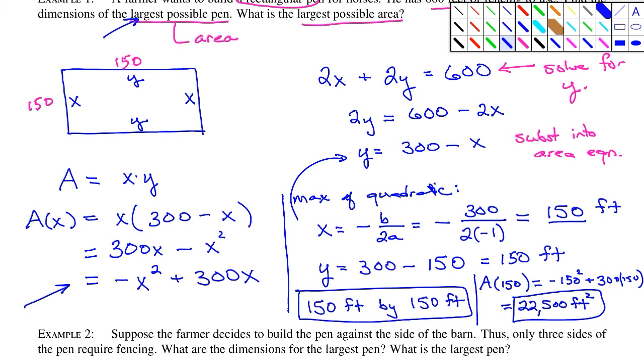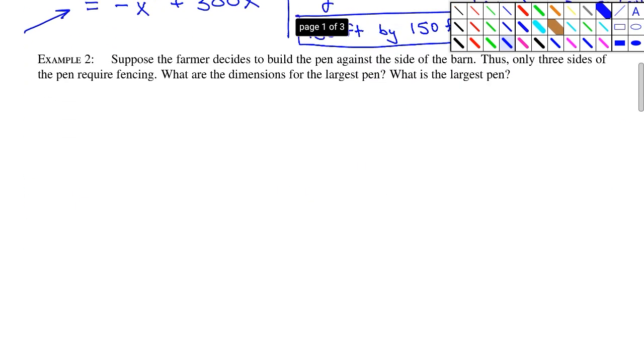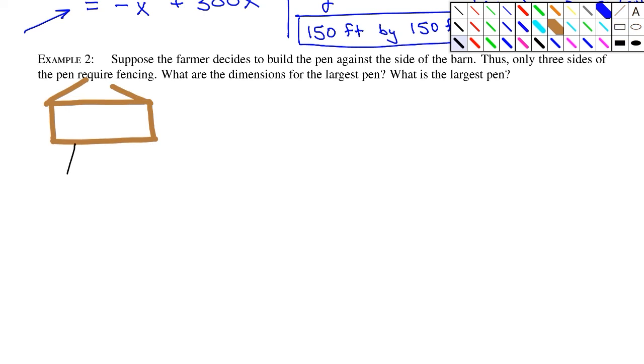All right, let's take a look at example number 2. Now suppose that the farmer decides to build the pen against the side of a barn. Thus, only 3 sides of the pen require fencing. What are the dimensions of the largest pen, and what is the largest area? So we have sort of the same situation, it's just slightly different. So we have the barn here. And then the pen is going to be coming out of this right here, like that.